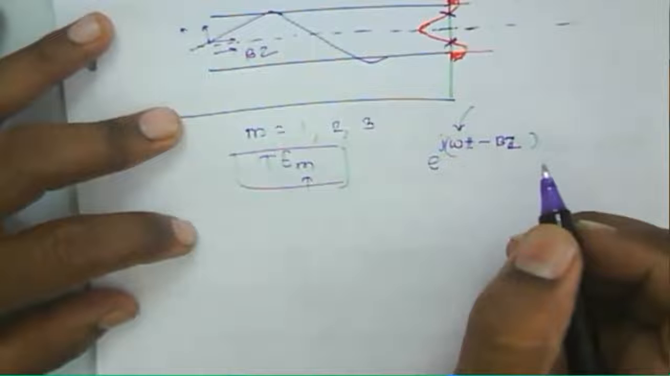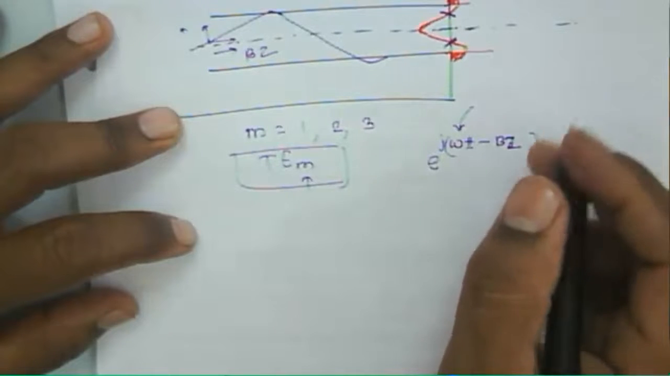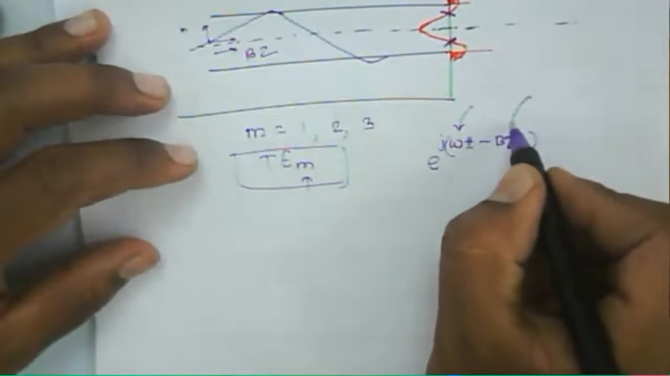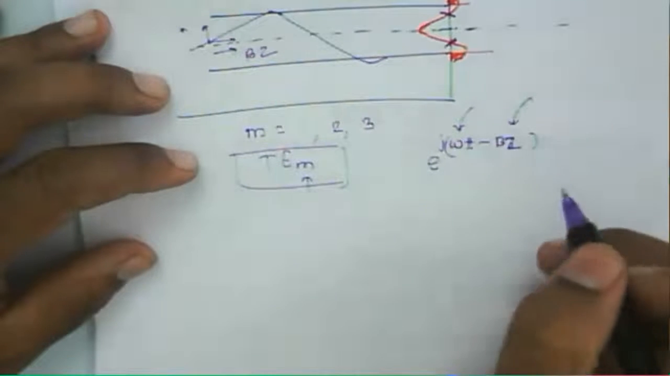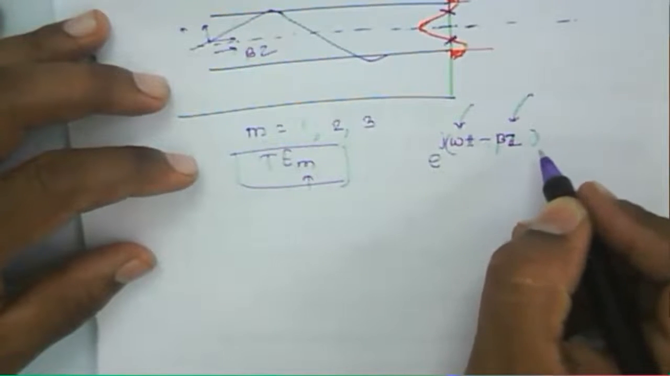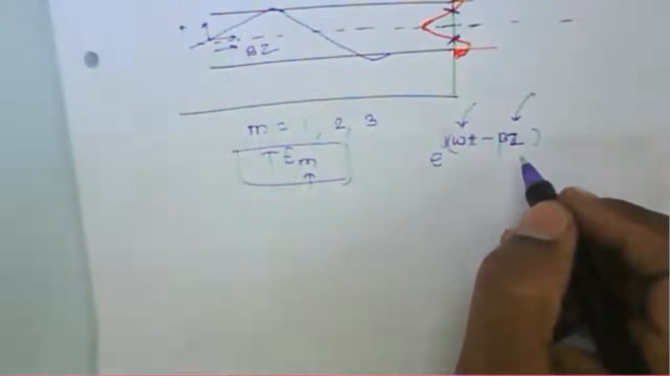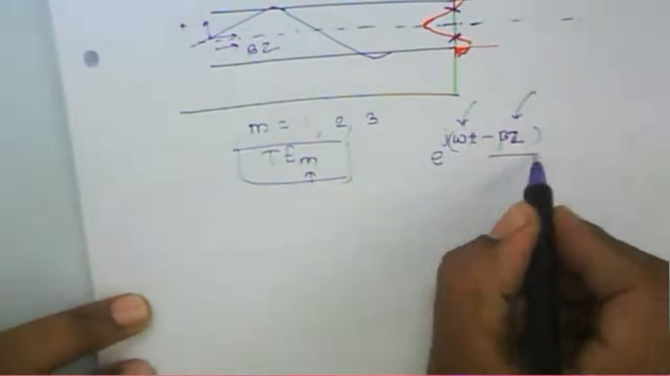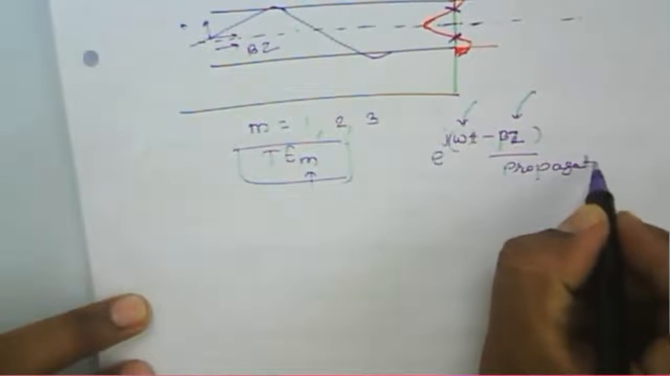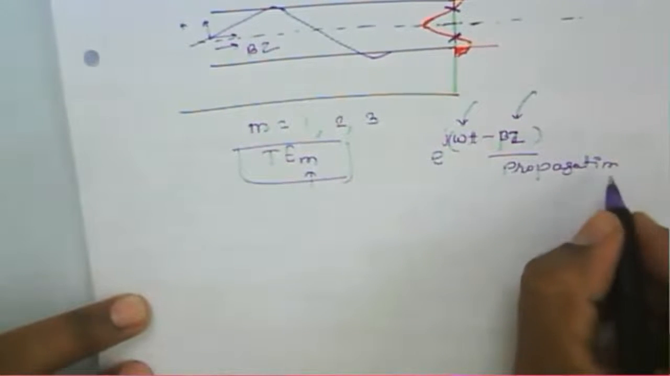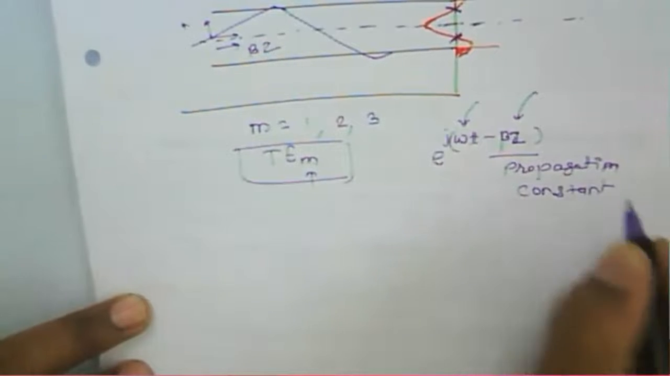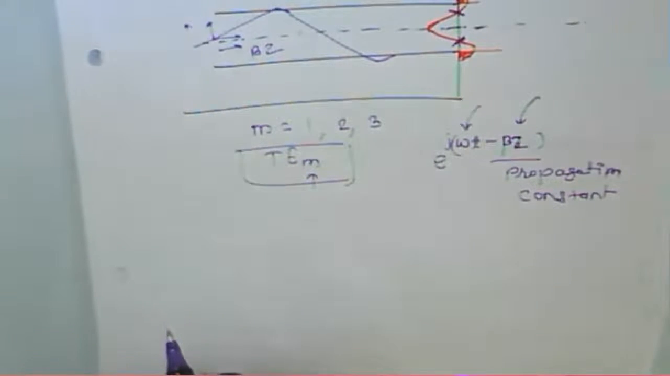That omega t is a term in the time domain expression of the field, and this beta z provides the propagation and tells in which direction your wave is propagating. This one is called the propagation constant.